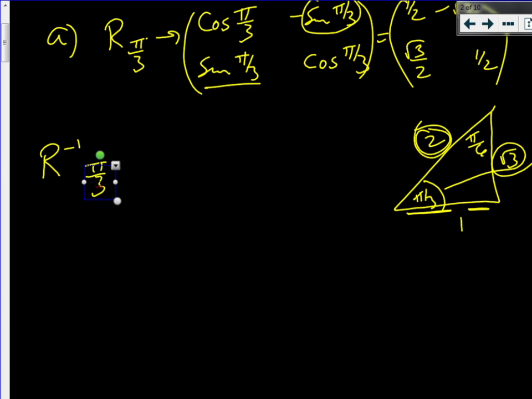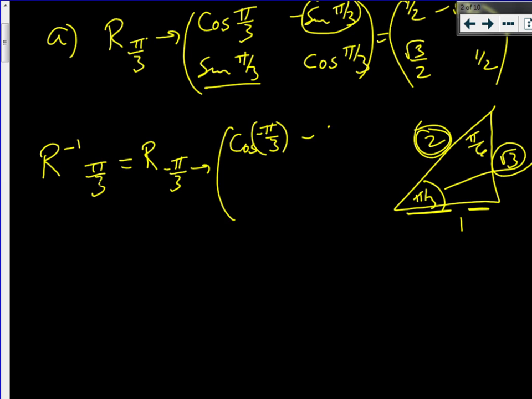So if you rotate pi over 3 radians and you want to undo that, that means you want to rotate negative pi over 3. And that matrix is going to be the cosine of negative pi over 3, negative the sine of negative pi over 3, the sine of negative pi over 3, and the cosine of negative pi over 3.